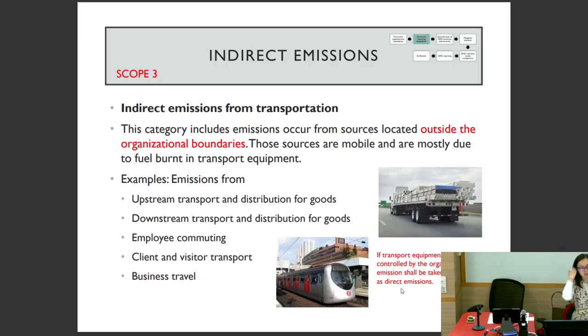So like if I am transporting the water bottles by my own truck, okay, I own those trucks, I control those trucks, and I use these trucks to distribute the water bottles to the retailer. Okay, then these emissions would be under scope 1, okay, because I have control over these trucks, so within my organizational boundary.